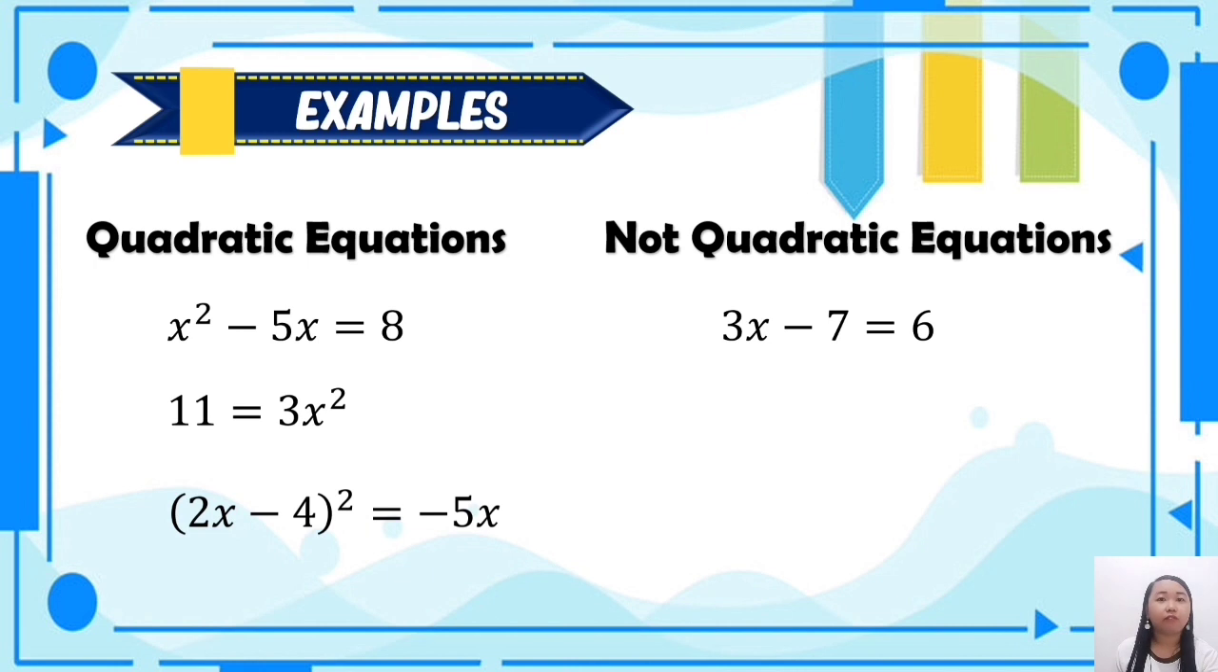3x minus 7 equals 6. It is not a quadratic equation because the highest exponent of the variable here is 1.